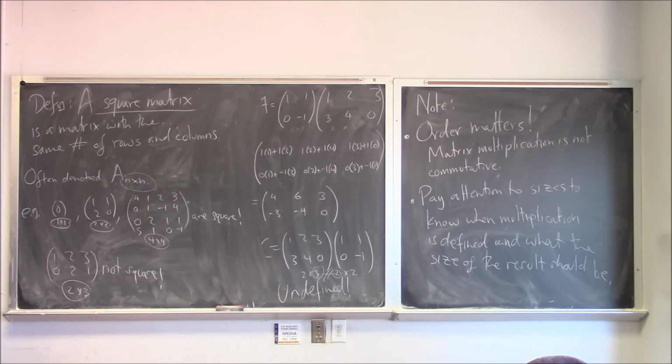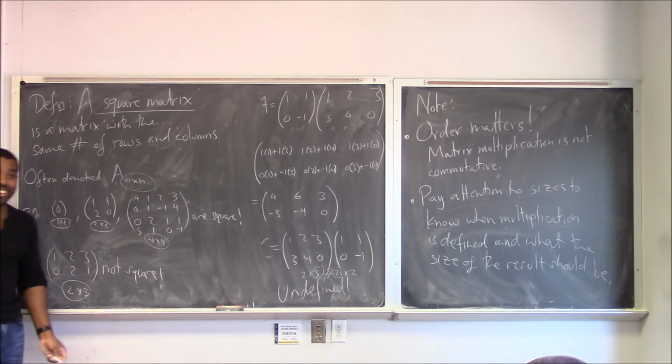Yes? Does that mean the square matrices are commutative, or does that apply to just all matrices? No, square matrices are not commutative in general. Yeah, it's a lot harder to say commutativity than that.